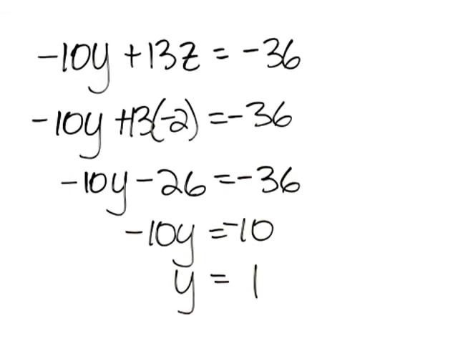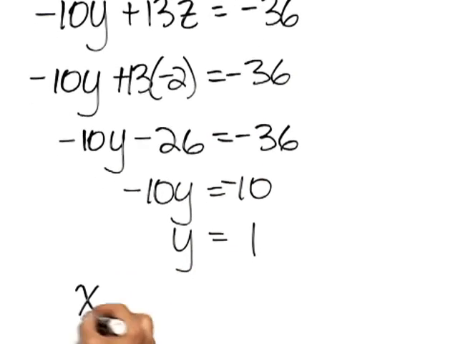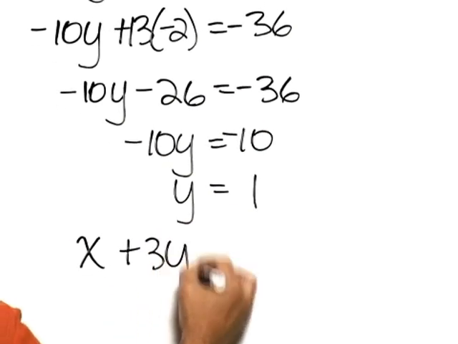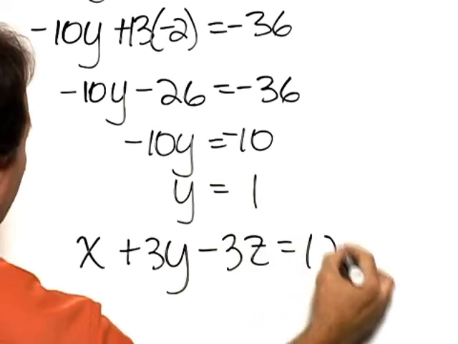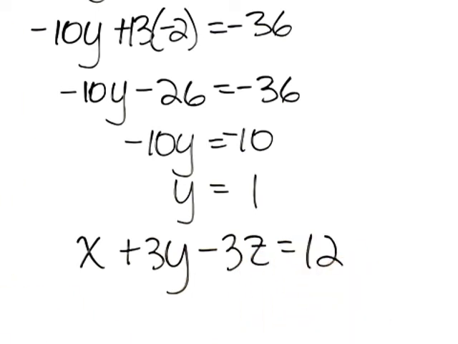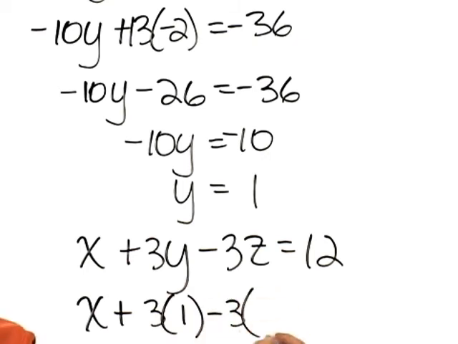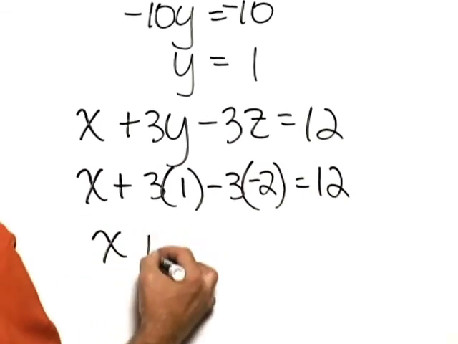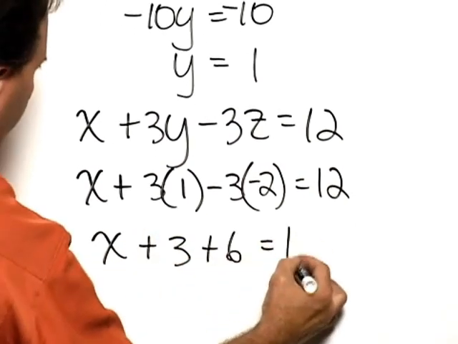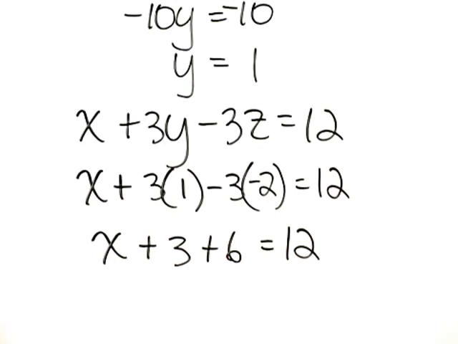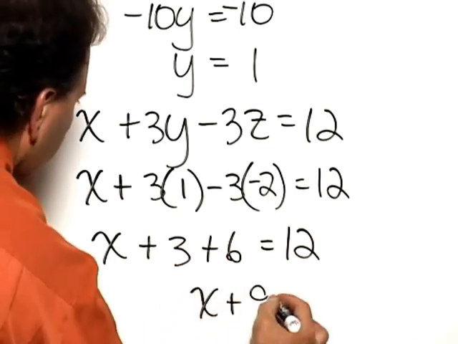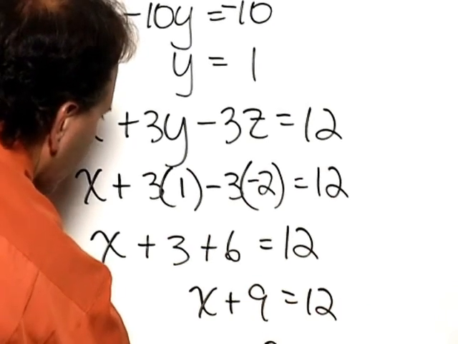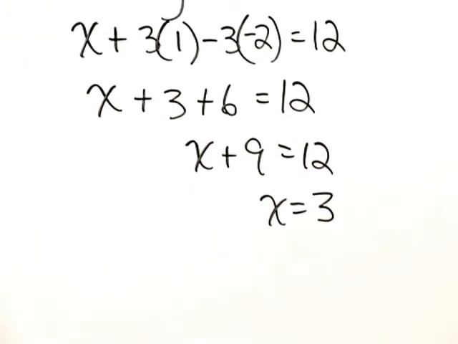From the first row of that matrix, we know that we have x plus 3y minus 3z equals 12. We now have the value of y is 1 and the value of z is negative 2. So we have x plus 3 times 1 minus 3 times negative 2 equals 12. That's x plus 3 plus 6 equals 12. 3 plus 6 is 9. x plus 9 is 12. And subtracting 9 from 12, we get x equals 3.